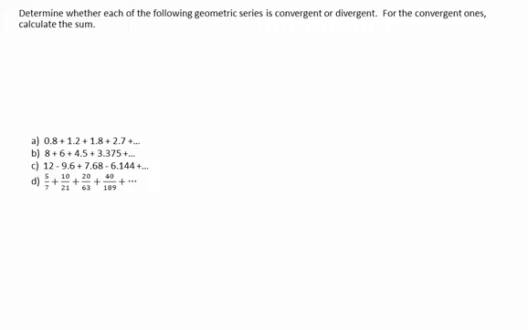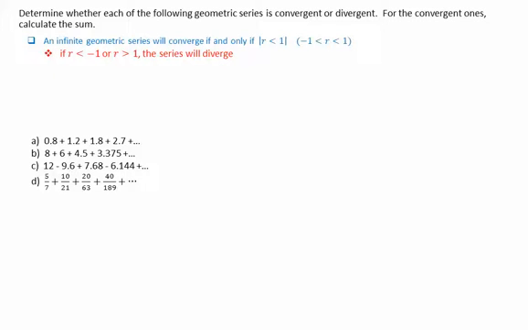Determine whether each of the following geometric series is convergent or divergent. For the convergent ones, calculate the sum. An infinite geometric series will converge if and only if the absolute value of the common ratio is less than 1. This means that r must be between -1 and +1. If r is less than -1 or greater than 1, the series will diverge.